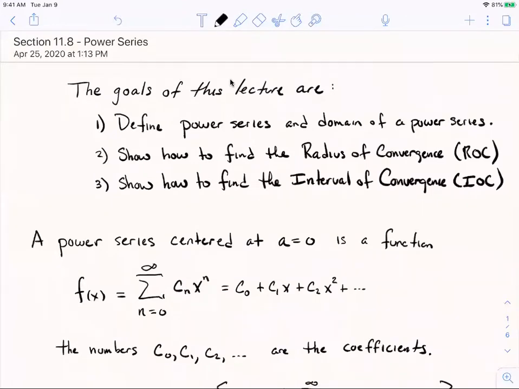So in this section, we're going to take a look at what power series are and how to find out where they converge and where they don't, what their domain is. So that's the second bullet point there. We're going to find their radius and interval of convergence. The first bullet point is telling you what a power series is and what I mean by the domain of it. All right, so let's just get going.